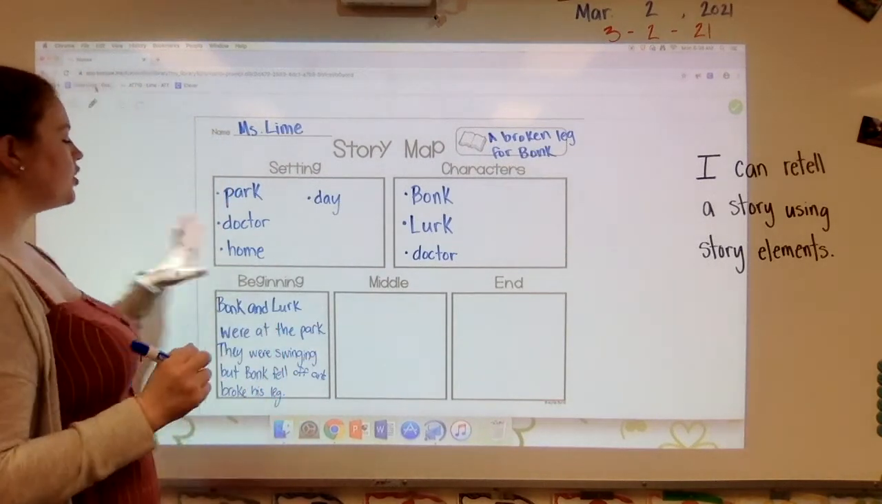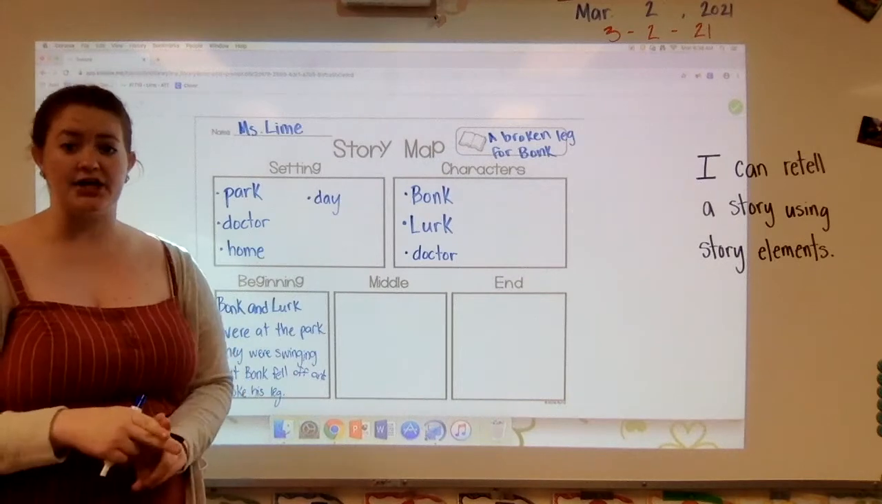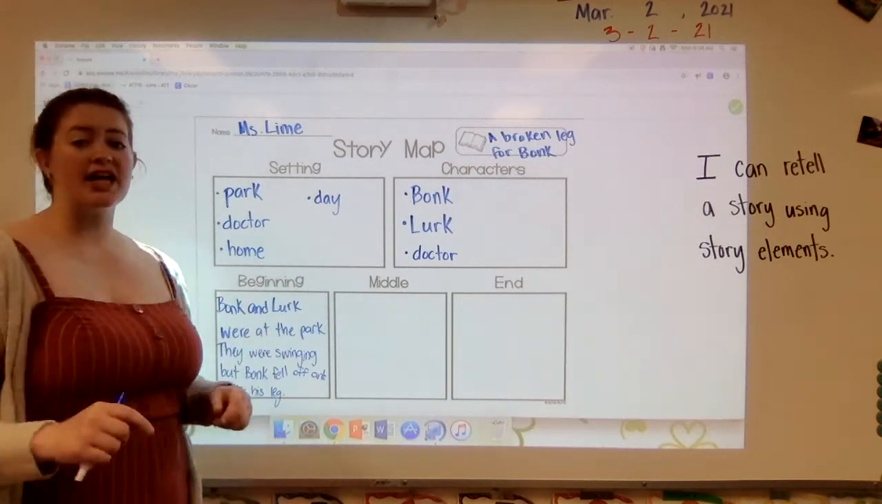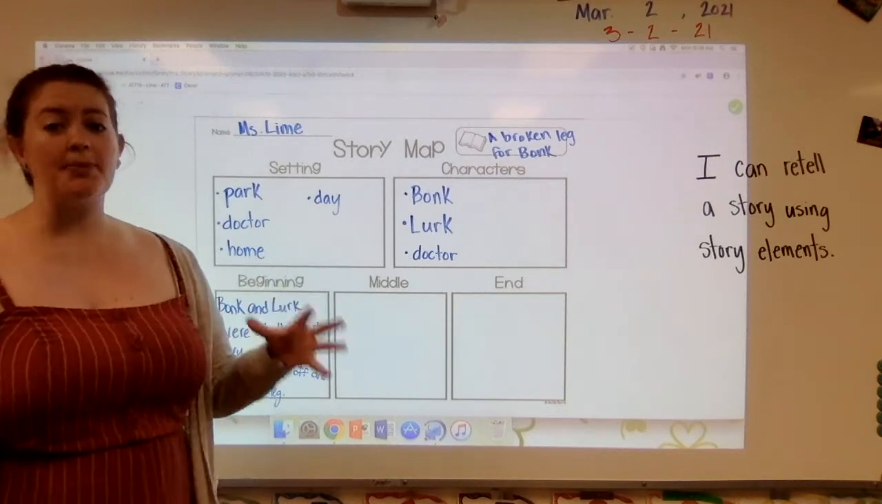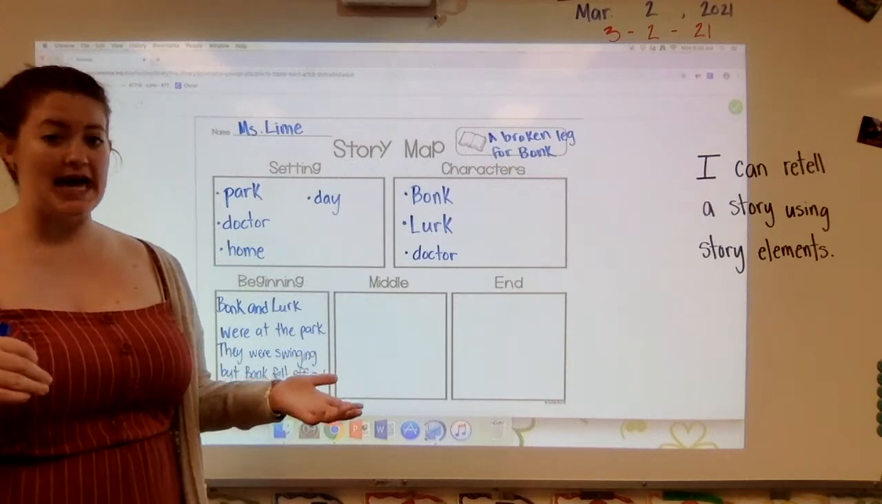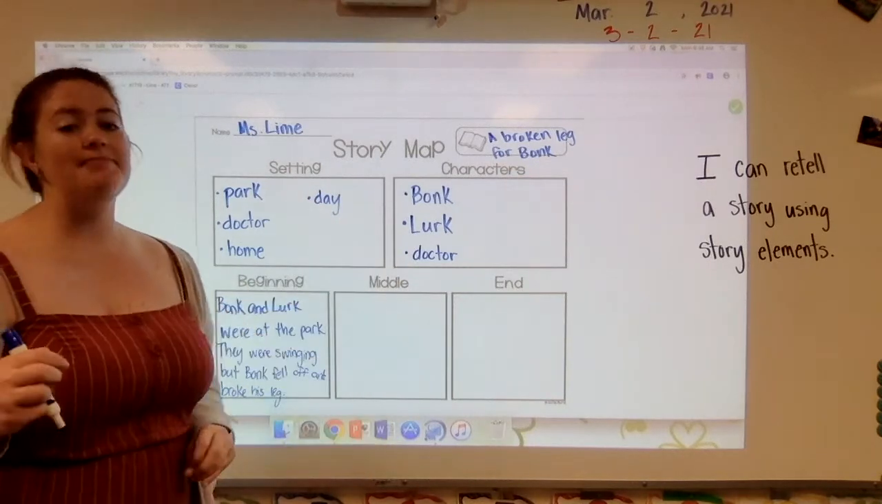So when I retold you the beginning, I told you the characters, Bonk and Lurk. I told you where they were. They were at the park. And I've already told you what the problem is. They were swinging, but Bonk fell off and broke his leg. Okay? Now let's jump to the middle of the story.